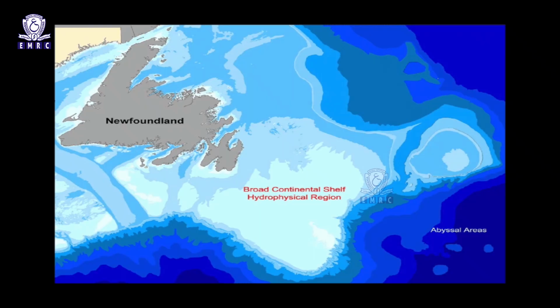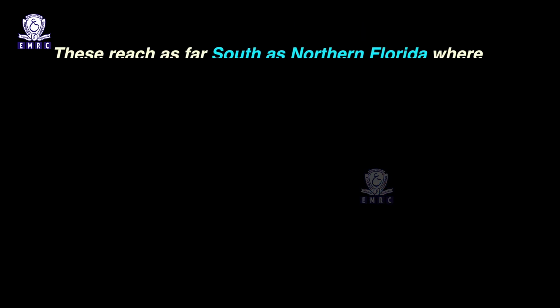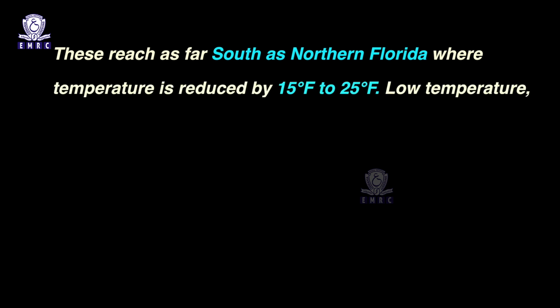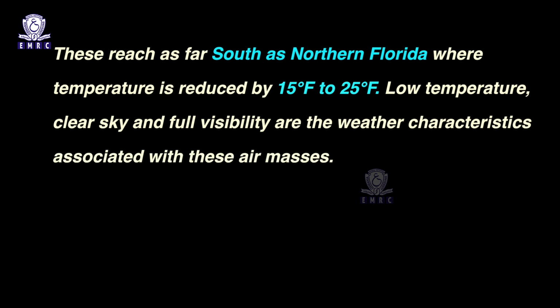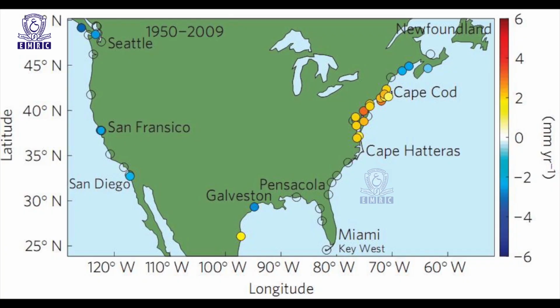Maritime polar Atlantic air masses. These air masses originate over the area located between the Cape Cod and Newfoundland. Initially, these are cold and stable. These reach as far south as northern Florida, where temperature is reduced by 15 degrees to 25 degrees Fahrenheit. Low temperature, clear sky and full visibility are the weather characteristics associated with these air masses. Thus, these air masses produce fine and pleasant weather in the region extending from Newfoundland to Cape Hatteras. There is no ground fog due to dry condition.